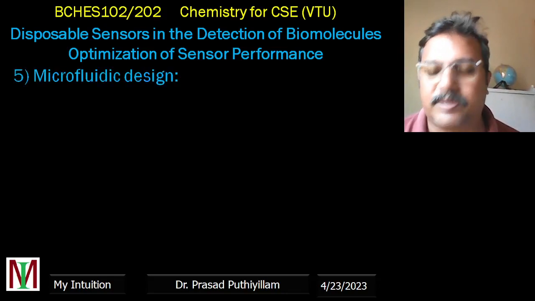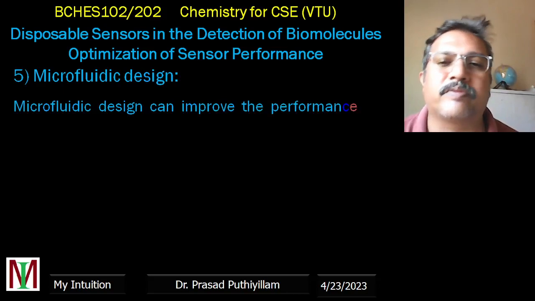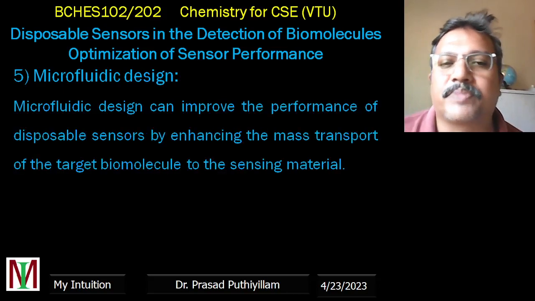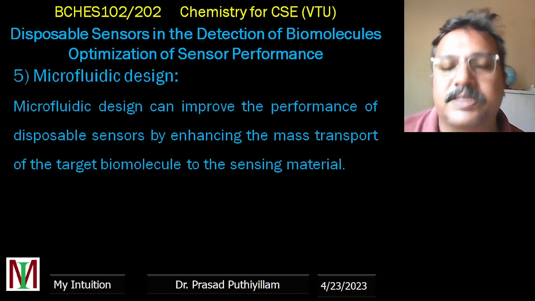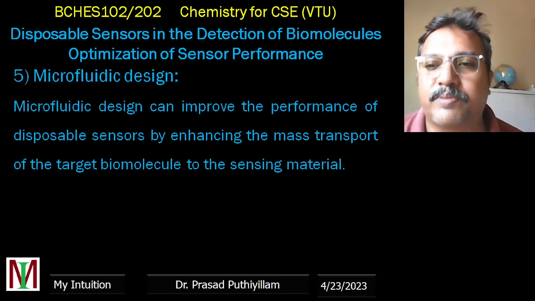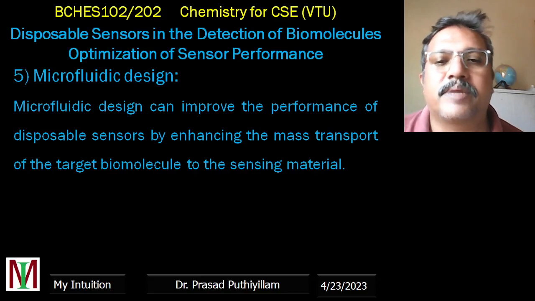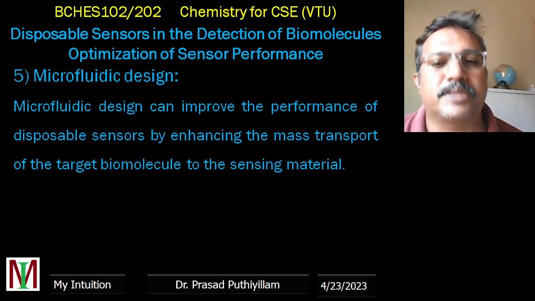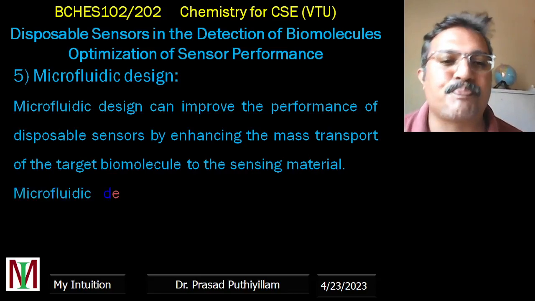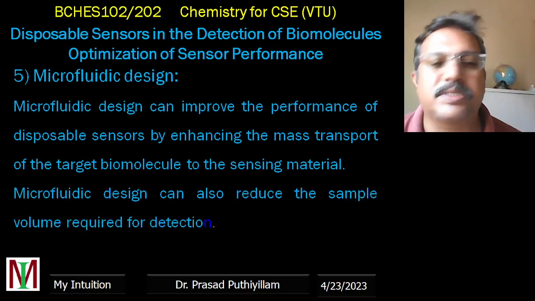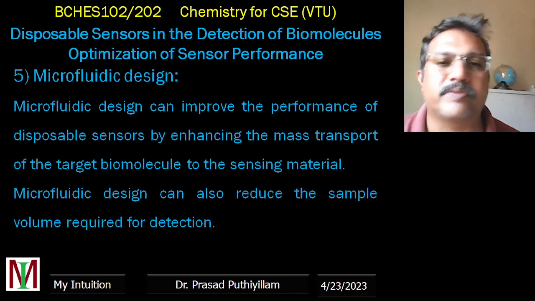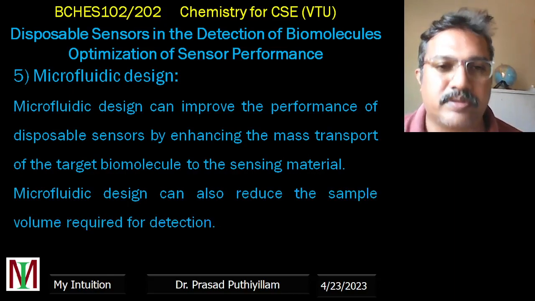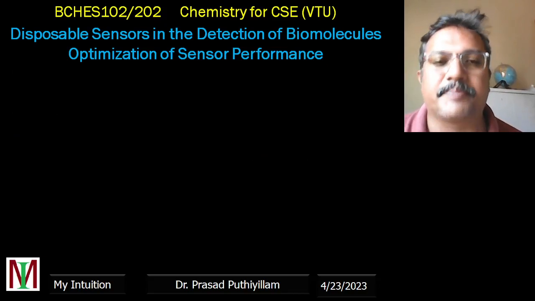Microfluidic designs. Microfluidics means very small amounts of fluids are used, and their control we call microfluidics. This microfluidic design can improve the performance of the disposable sensor by enhancing the mass transport of the target biomolecule to the sensing material. It can also reduce the sample volume required for detection, because with a very small volume, the sample required is also very less when we go for microfluidic design.